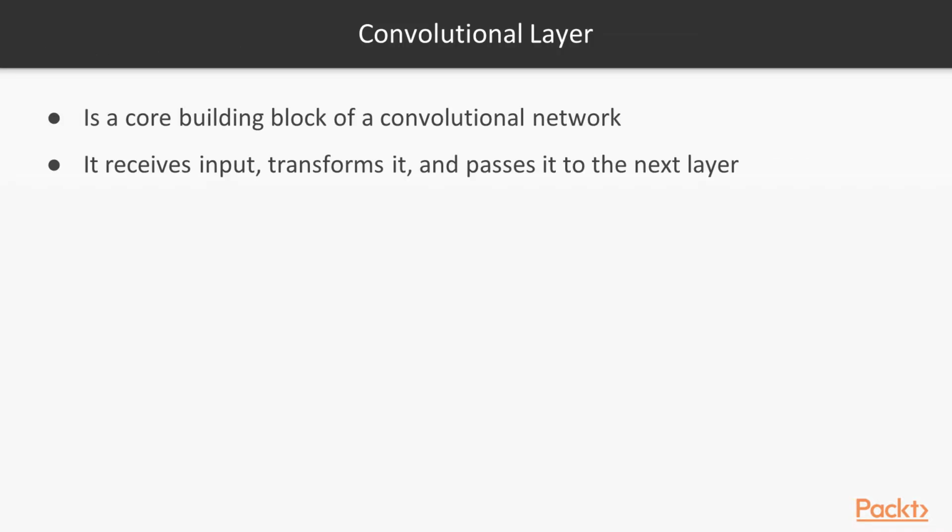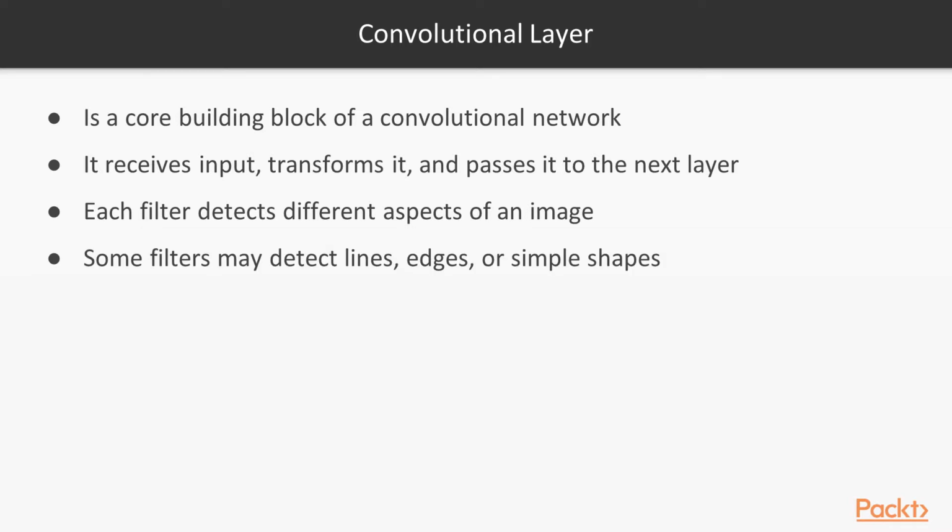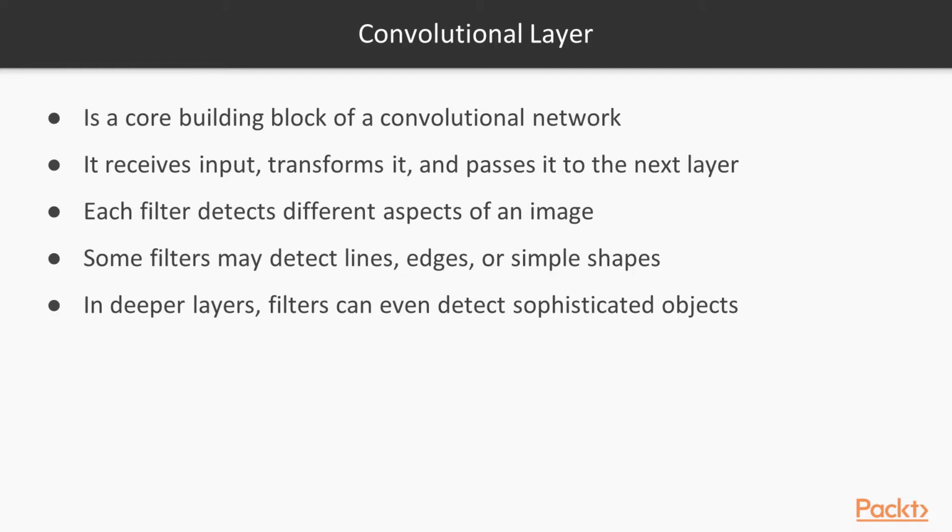A convolutional layer is the core building block of a convolutional network that does most of the computational heavy lifting. Like other layers, a convolutional layer receives inputs, transforms it, and passes it to the next layer. Convolutional layer has filters, and each filter detects different aspects of the image. Some filters may detect lines, edges, or simple shapes. In deeper layers, filters can even detect sophisticated objects such as full cat faces, etc.